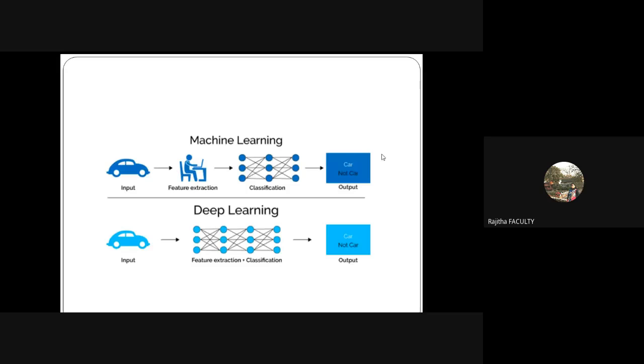I think most of the lectures already covered this topic, machine learning and deep learning. So you need to first extract the features, then classify, and then decide whether it is a car or not, right? So either you can apply ML techniques, or you can also apply deep learning techniques. Both are acceptable, right?